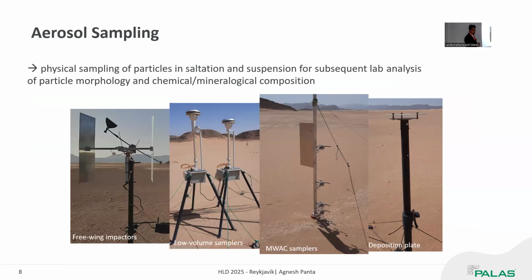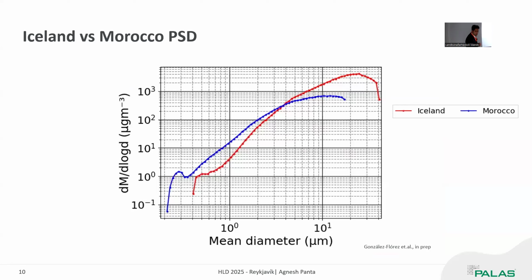particles. Also, the other type of sampling that we did in these campaigns was impactor samplers and deposition plate samplers. This was mainly for offline characterization of aerosols, which was part of the major work that I did during my time as a PhD student, basically collecting them at these source regions and analyzing them using electron microscopy. So quickly on the results.